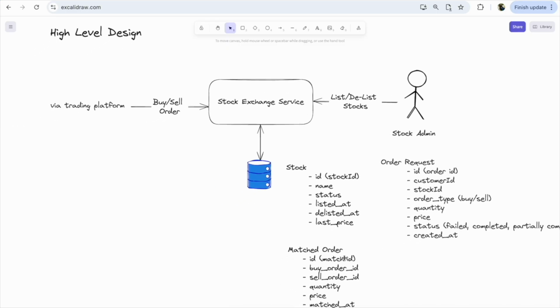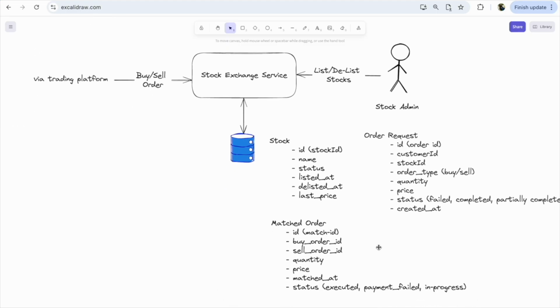Now after the order is matched, we also will have the matched order, right? So this is the matched order table. It has the matched order ID, the buy order ID, and sell order ID, these two orders that have been matched, and the quantity, the price, matched at, and the status, whether the matched order is executed, meaning the payment is successful, whether the payment has failed, or whether it is in progress. So this is the status of the matched order for this buy order ID and sell order ID.